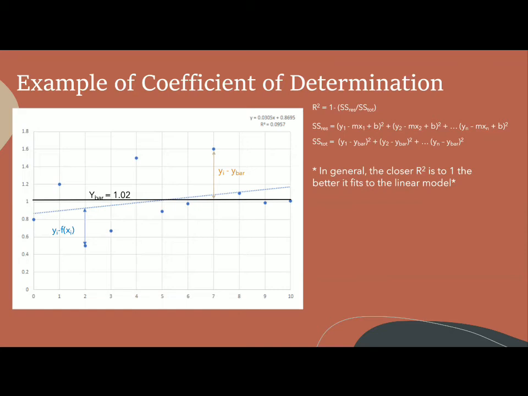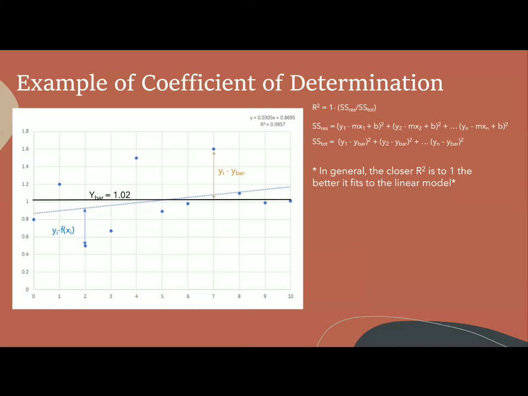I have the equation on the right, and I expanded it a little bit to try to make it easier to understand. So to find SS res, you take your y value minus the y value on the line of best fit, which can be found by plugging your x value into the line of best fit equation. And so you would square that, and then you would do that for every single point, and you would add them all up. And that is your SS res.